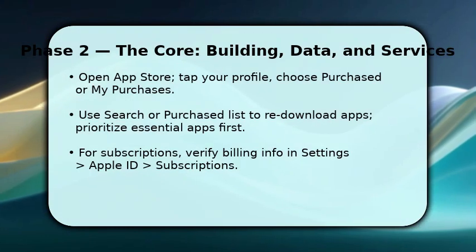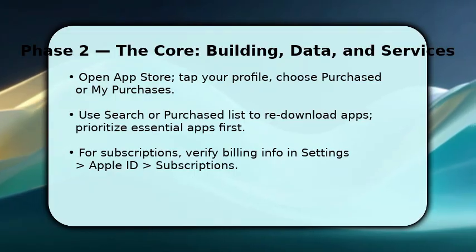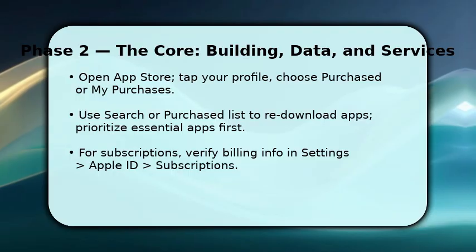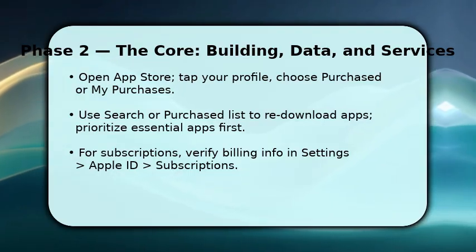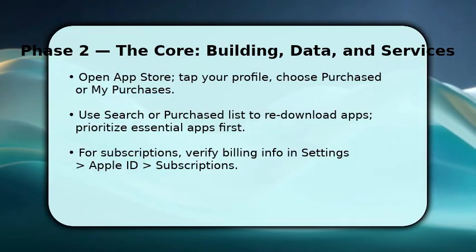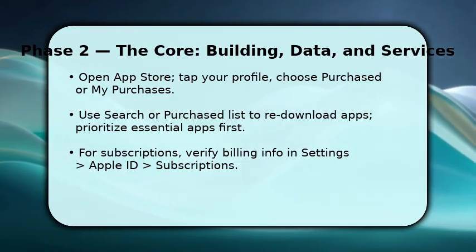You next open the App Store and tap your profile to access purchased. This step lets you re-download previously owned apps without repurchase, which is why it's faster than searching individually. Once the purchase list appears, re-download critical apps first so core functionality returns.